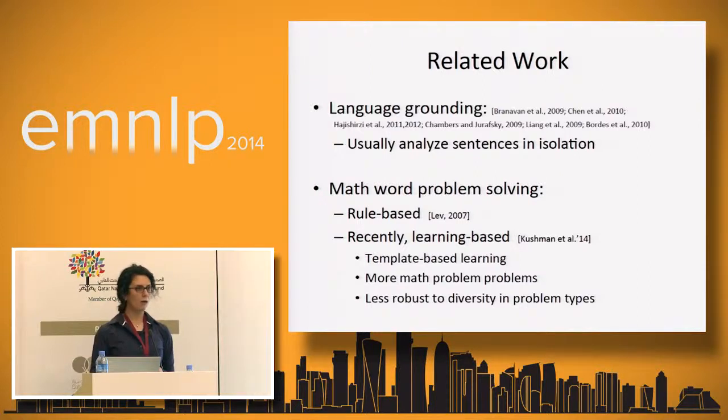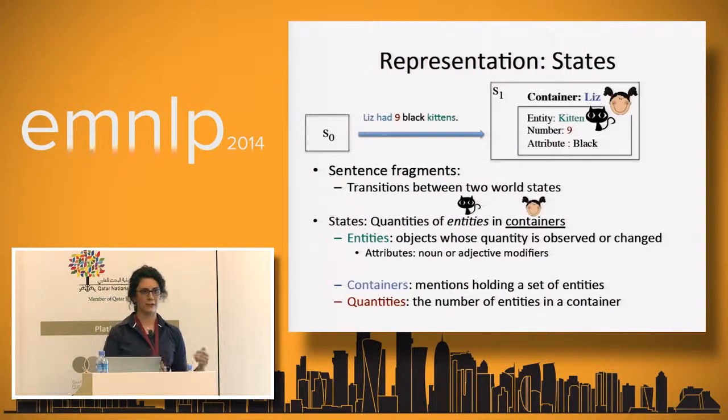But most previous work usually look at these sentences in isolation from the others and don't look at the whole context. Also, there has been previous work in solving math word problems. Earlier systems were mostly rule-based, and they were trying to use manually annotated rules to solve these problems. Most recently, at ACL 2014, there was another work on learning to solve math word problems by translating these problems into template equations. They could handle more math problems, but it was harder to generalize to more problem types, meaning that they were less robust to diversity of problem types across training and test.